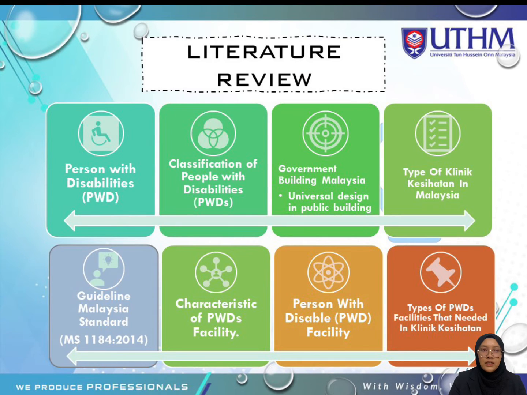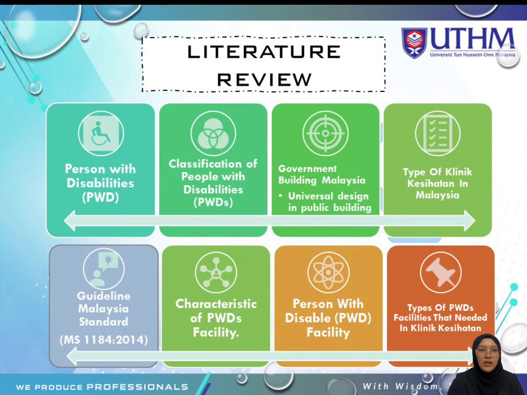Literature review. The chapter covers, first, what is a person with disability. Second, classification of persons with disability. Third, the law on persons with disability by government buildings in Malaysia. Fourth, types of klinik kesihatan in Malaysia, which in this case study follow the population of that district. All selected klinik kesihatan are type 3, which is a population below 15,000.